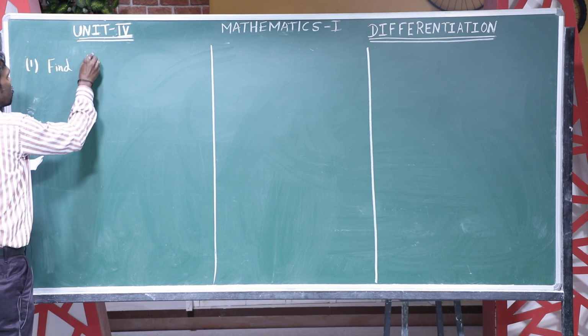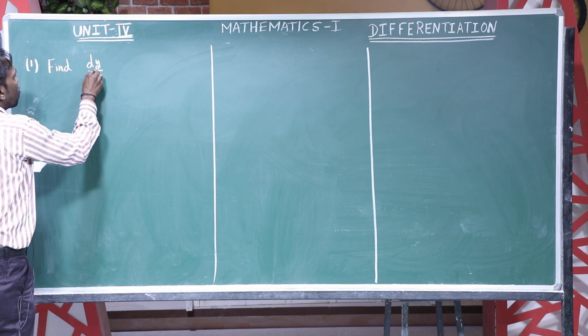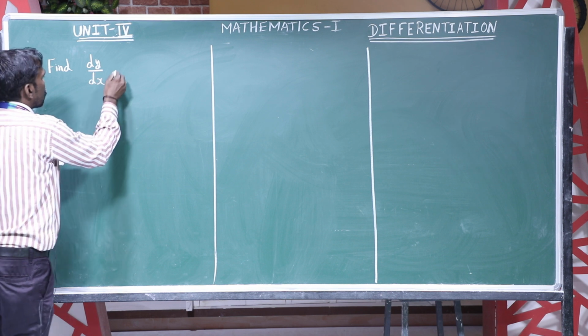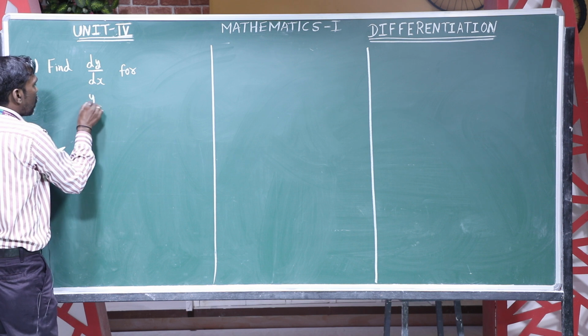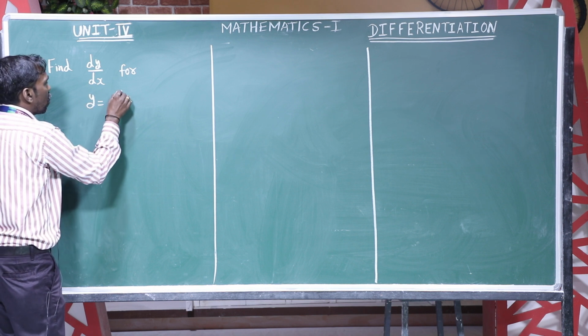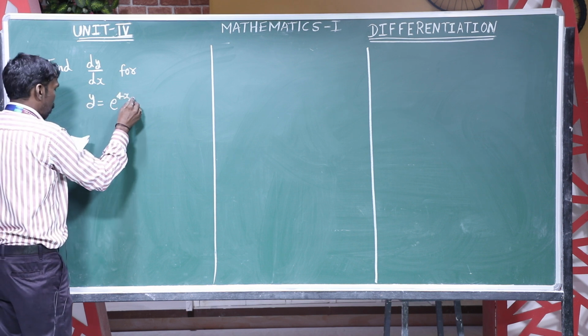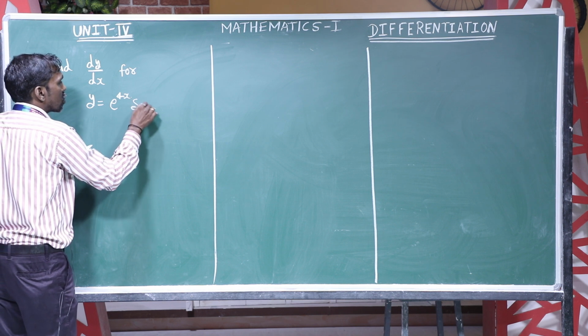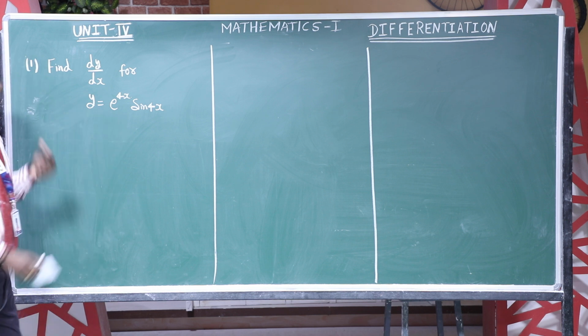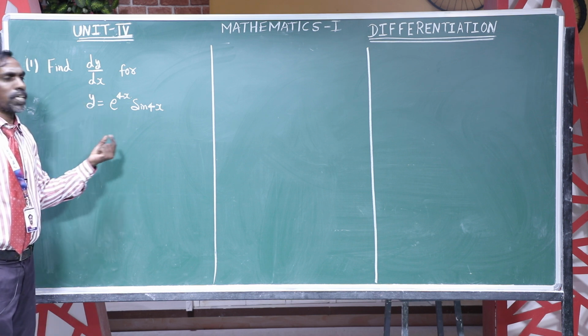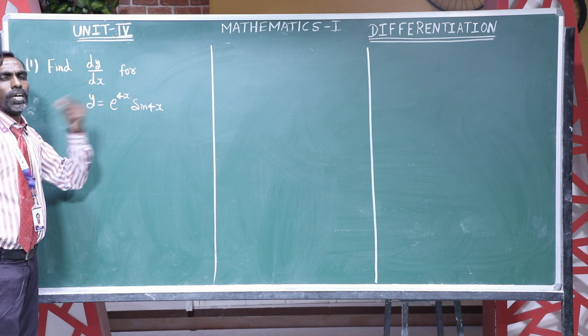Find dy by dx for y equal to e power 4x into sine 4x. See, y is a function, and you have two different functions. What are the different functions here? An exponential function and a trigonometric function.